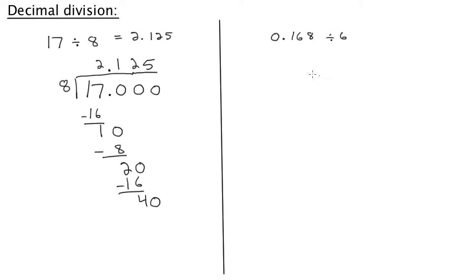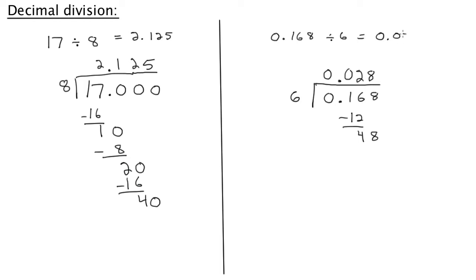Over here, 168 thousandths divided by 6. Just set up normally. I'm dividing by a whole number. I have nothing to worry about. Place the decimal in the quotient. Proceed. 6 goes into 0. Nope, it does not. 0 times. 6 goes into 1. 0 times. 6 goes into 16 twice. 2 times 6 is 12. Subtract 4. Drop down the 8. 6 goes into 48 8 times. That's it. This is 0.028. 0 and 28 thousandths.